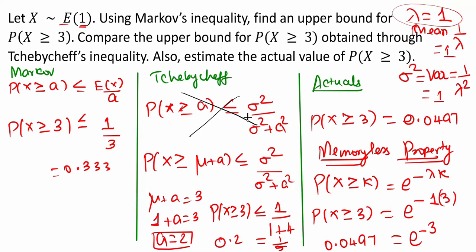So this says that Chebyshev is able to provide a better bound, moving towards your actual answer, than the Markov inequality. So this gives a comparative way of doing problems using various inequalities and how we can compare them using your actuals.